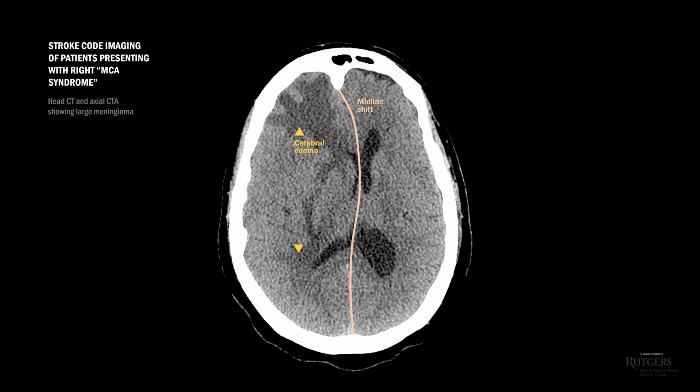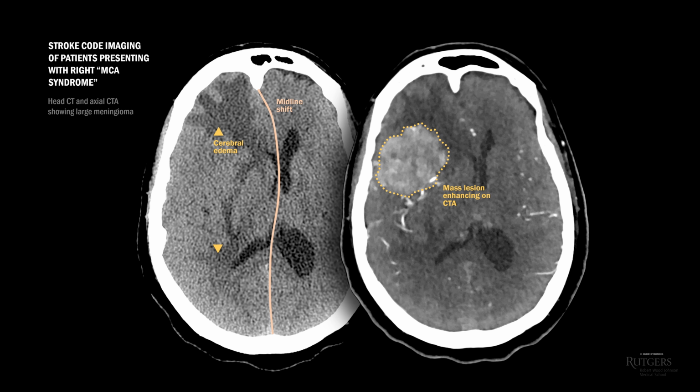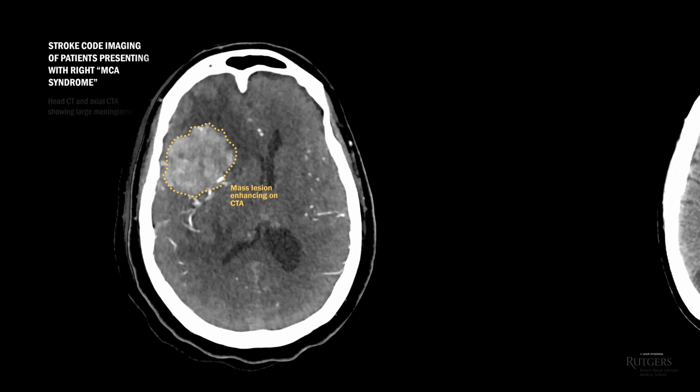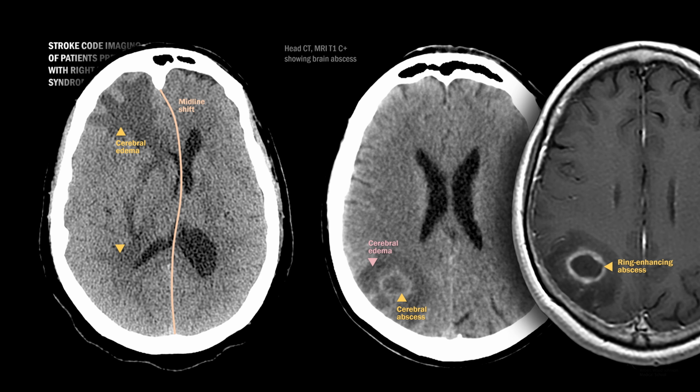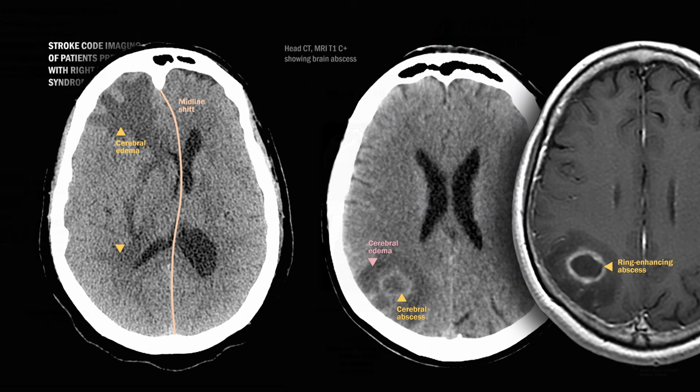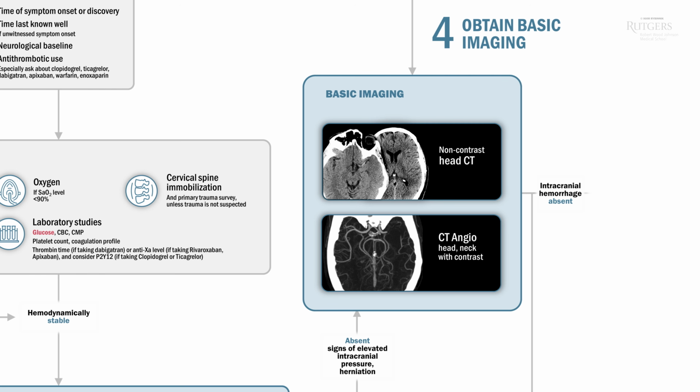For example, here are two patients presenting with a so-called right MCA syndrome. The first patient was diagnosed with large meningioma, which actually enhanced on CTA. And the second had a brain abscess. The main purpose of CTA is to identify intracranial occlusion. CT is absolutely necessary to qualify a patient for intravenous fibrinolytics, but CTA is not.